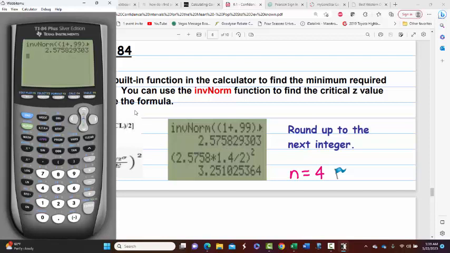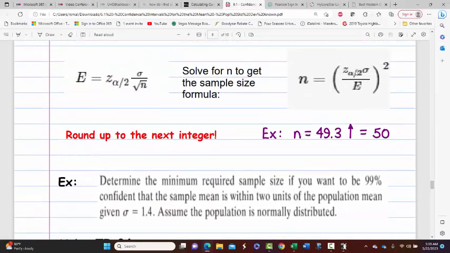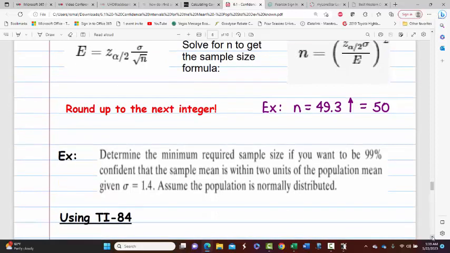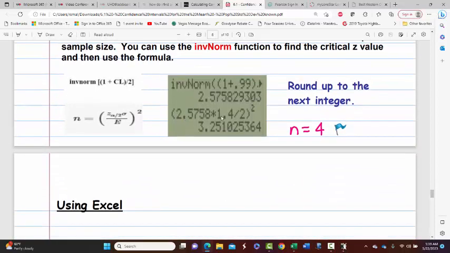So the formula over here is, well, let me go back up here. It's your critical value that we just got from the inverse norm times the standard deviation divided by the margin of error, and then you have to square all of that. Very important that you square it. I see people forget this. They'll do everything right except for the squaring part. So you see how I put it in the calculator. I put it all in parentheses, so it'd be squared.